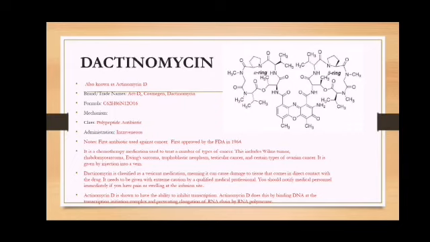This includes Wilms tumor, Ewing sarcoma, trophoblastic neoplasm, rhabdomyosarcoma, testicular cancer, and certain types of ovarian cancer. It's given by injection into a vein. Dactinomycin is classified as a vesicant medication, meaning it can cause damage to tissue that comes in direct contact with the drug. It needs to be given with extreme caution by a qualified medical professional. You should notify a medical person immediately if you have pain or swelling at the injection site. Actinomycin D is shown to have the ability to inhibit transcription.